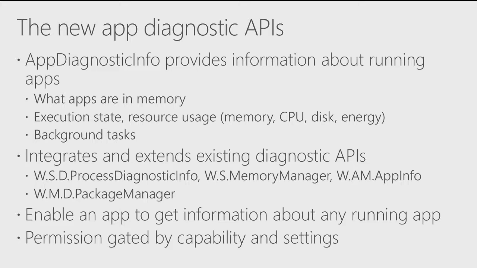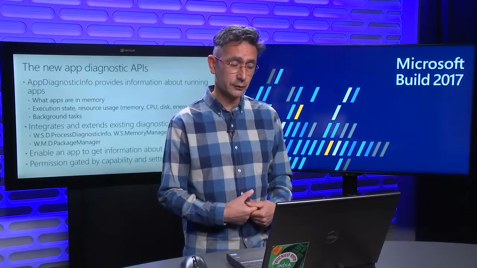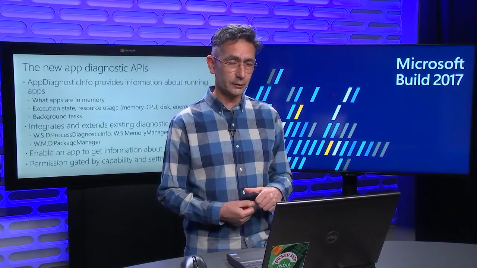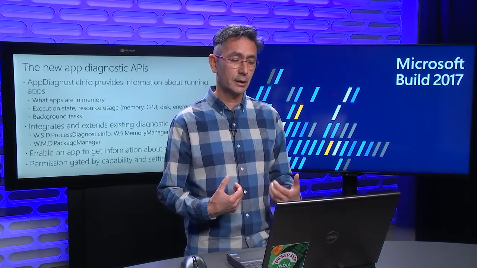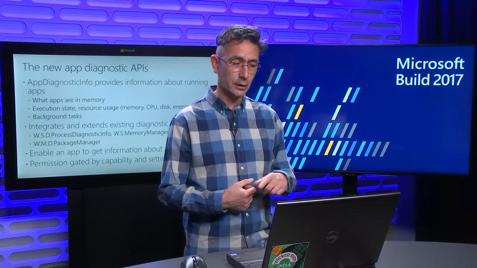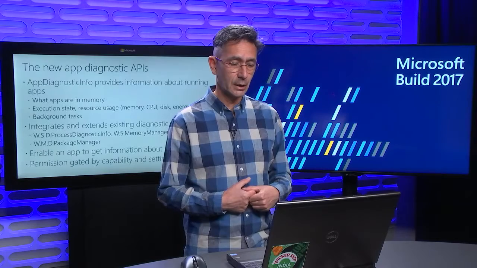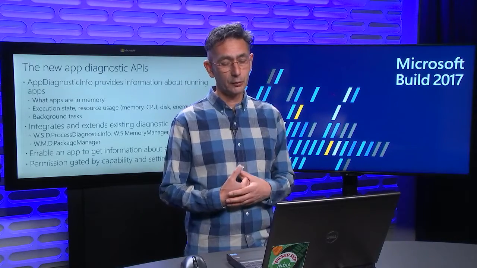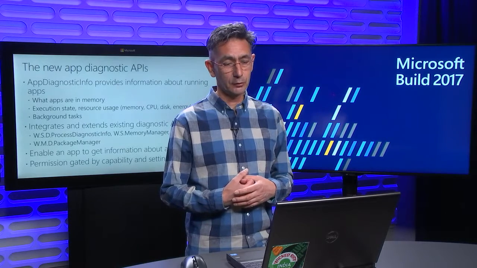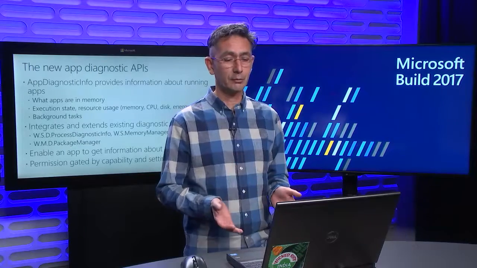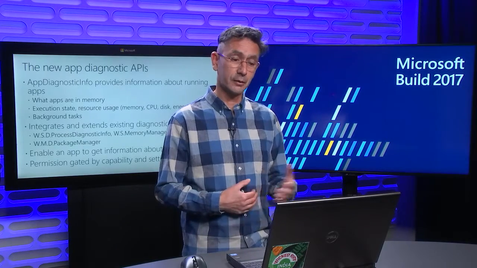We've also integrated them with some existing APIs. The process diagnostic info, for example, is an existing API. It's been around for a long time. But we've integrated the app diagnostic info with the process diagnostic info, so you can get both sets of data in the same place. We've updated the process diagnostic info so that it knows about the app diagnostic info. And similarly, the memory manager class, which you can use right now, gives you memory information about your own app, but it doesn't give you information about other apps.